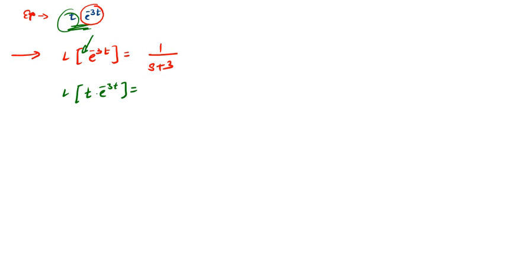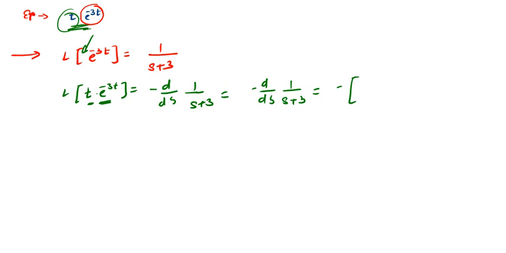So t into e raised to minus 3t. When you are multiplying this function by t, there will be some change in the RHS, and that change is minus d by ds of 1 upon s plus 3. So this is minus 1 upon s plus 3 whole square, with the minus sign. So finally our answer will be 1 upon s plus 3 whole square. Hope it is clear.